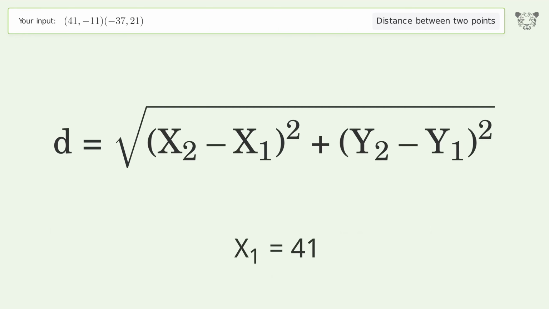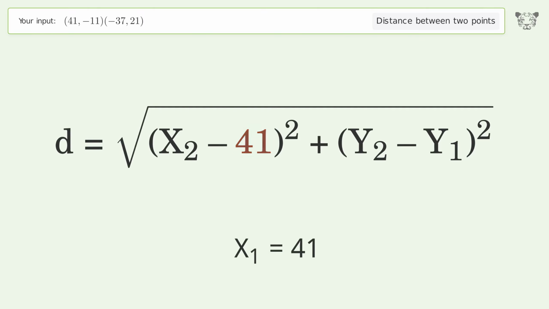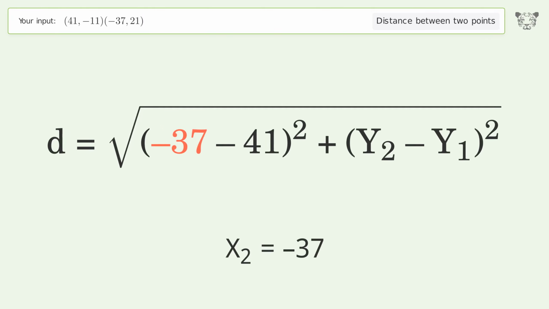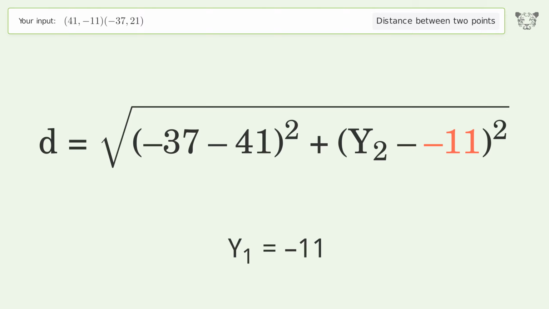x1 equals 41. x2 equals -37. y1 equals -11. y2 equals 21.